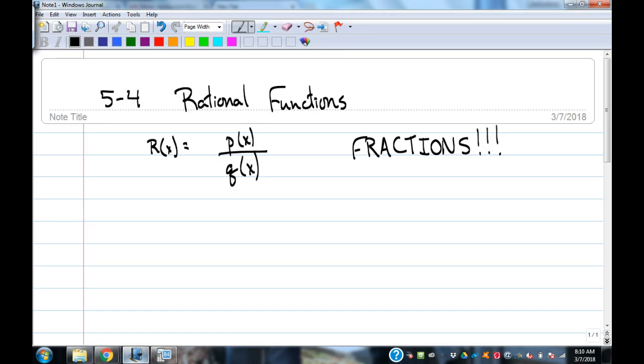All right, guys. Last two sections in chapter 5 are very closely related, talking about rational functions. A rational function is just a fraction with a polynomial on top and a polynomial on the bottom. So it's polynomial fractions. Depending on how complex they get, there are things going on, but there are some rules that go along with these.